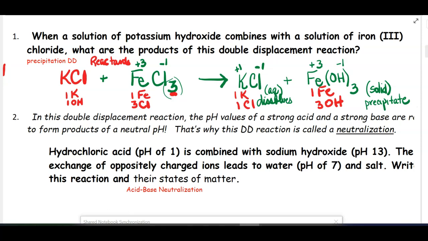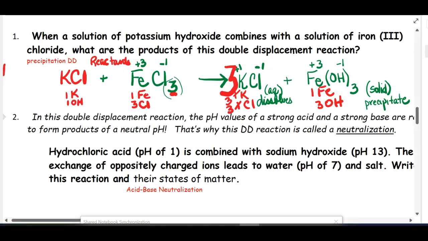Do we have the same number of atoms of each kind? No, we don't. We have 3 hydroxides and we have 3 chlorines. So I'm going to have to put a 3 in front of the whole molecule. That's called a coefficient. Now we have 3 potassiums and 3 chlorides.